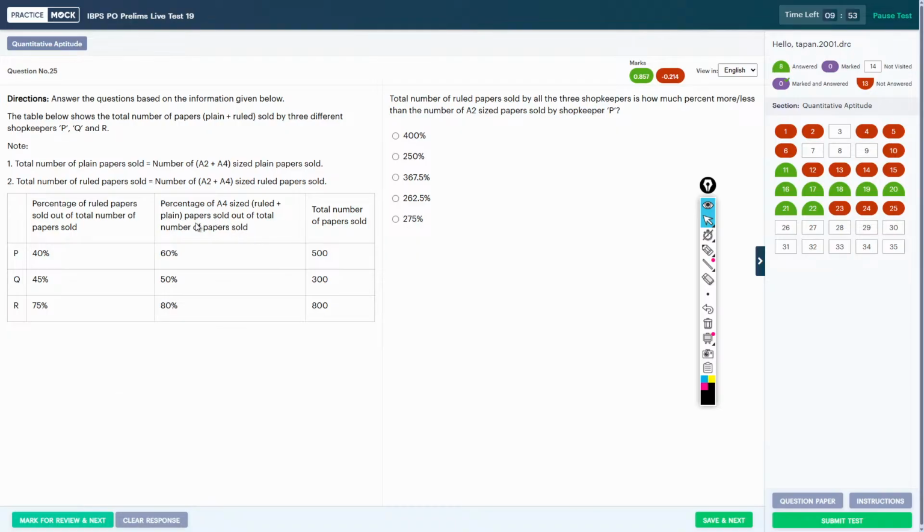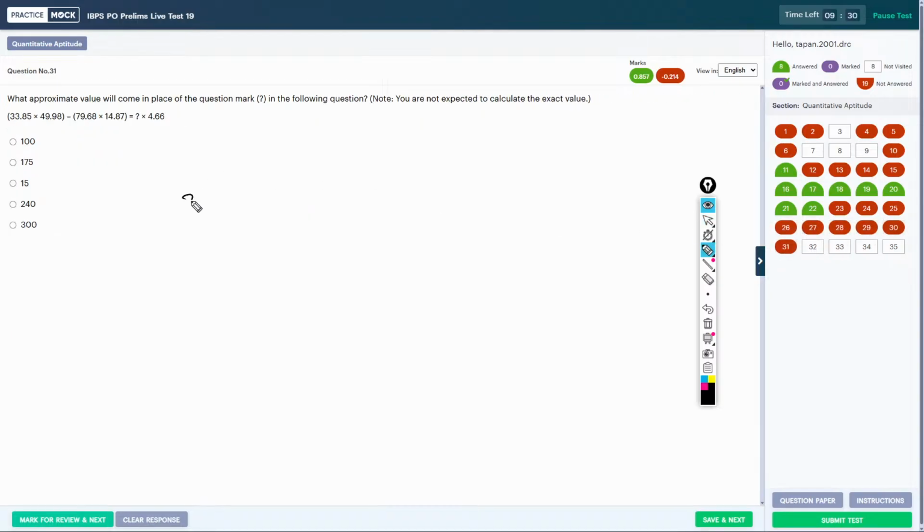Total number of paper, percentage of rules, total number of paper. Oh my God. Should I do it? Let's see other questions. This is doable, definitely approximate.